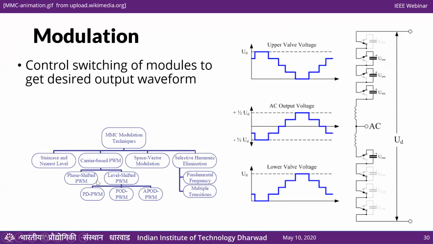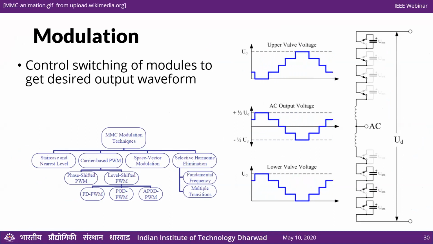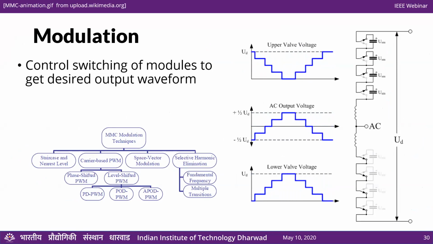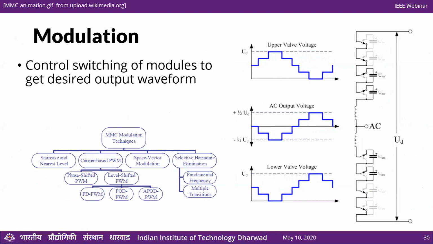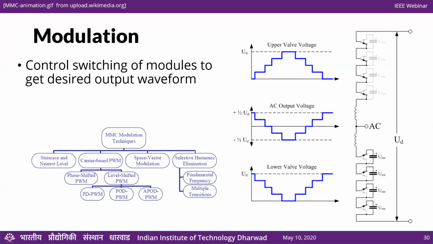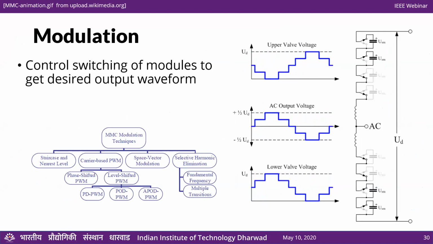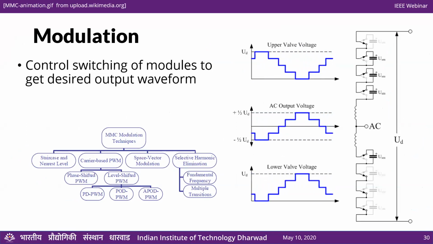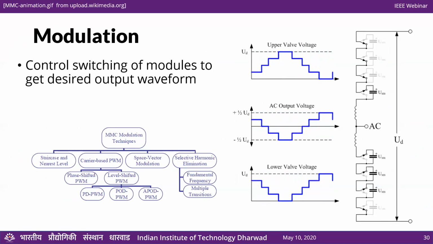So next is modulation. Now we know what the arm voltage should be. We want to know how to get it. Here, this is a very nice simulation that is actually on Wikipedia. This is what is called staircase modulation, or nearest level modulation, which we saw in the first slide. We want to approximate a sine wave, and the easiest way to do that is to just apply the nearest value that we can in the staircase shape.